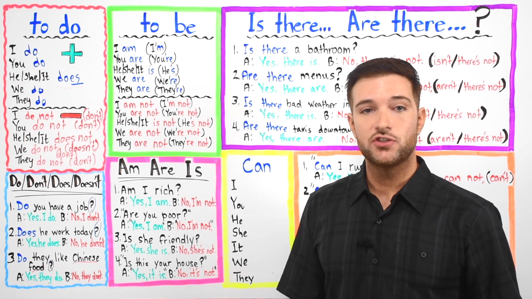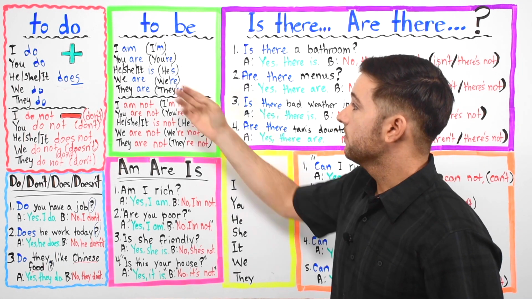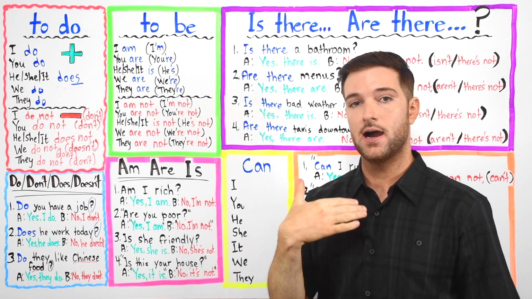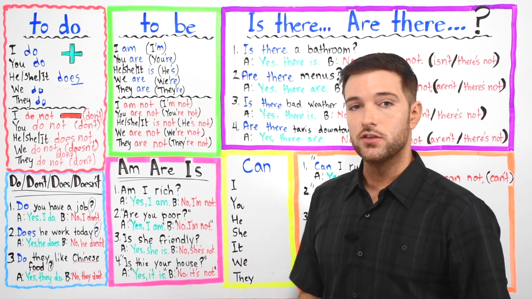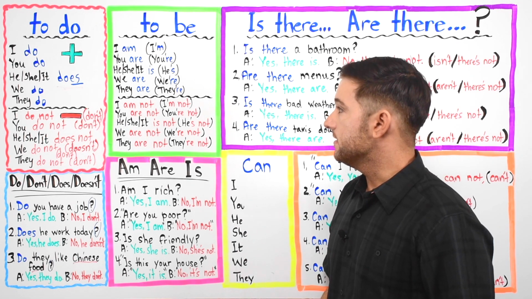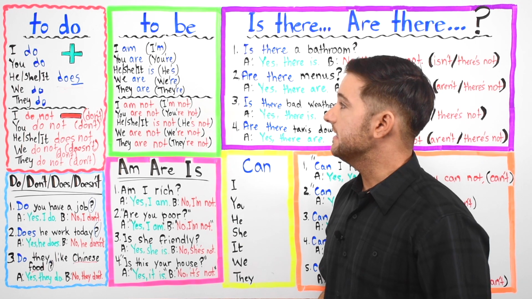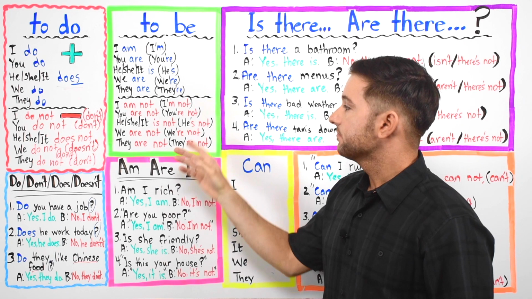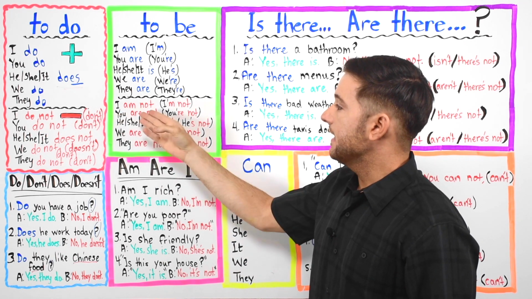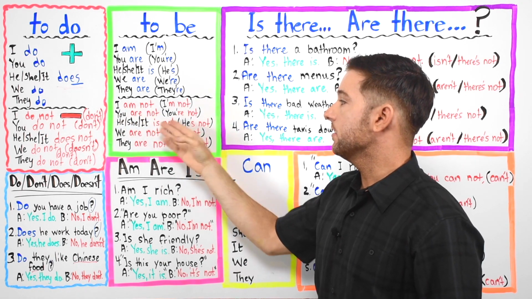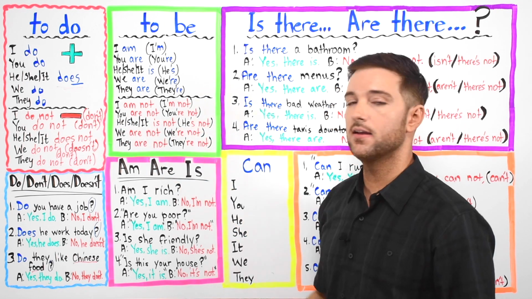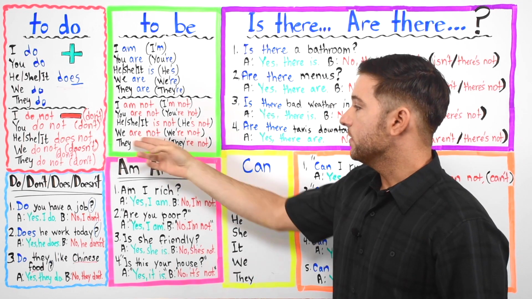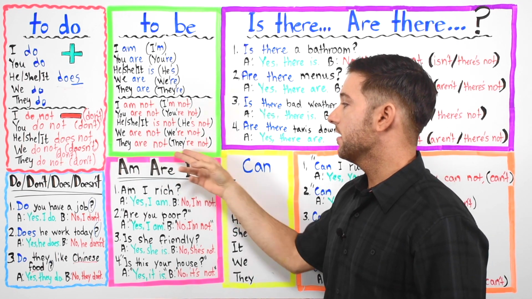Now we're going to ask questions using the verb to be. And you remember with the verb to be, it's I am, or in the contracted form, you say I'm. You are, you're. He is, he's. She is, she's. It is, it's. We are, we're. They are, they're. In the negative forms, we have I am not, I'm not. You are not, you're not. He is not, he's not. She is not, she's not. It is not, it's not. We are not, we're not. And they are not, they're not.